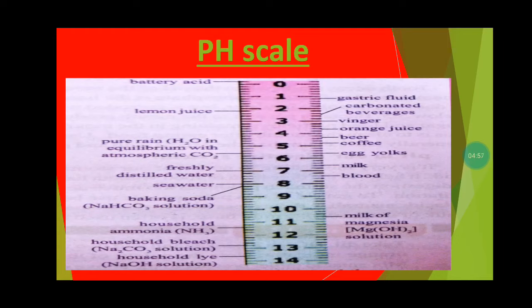When we take water, it is neutral. It is neither acidic nor basic, so it stands at 7 on the pH scale. Seawater, on the other hand, is a little bit basic. It has 8 on the pH scale, indicating that it is a weak base. Baking soda stands at 9 on the pH scale. It is also a weak base.